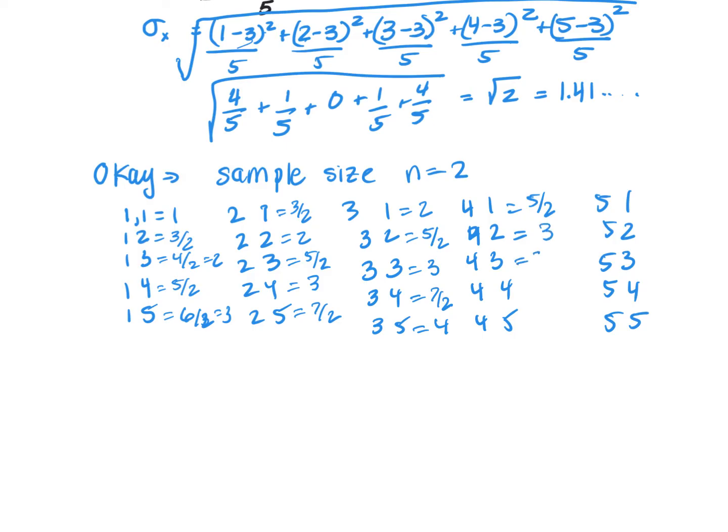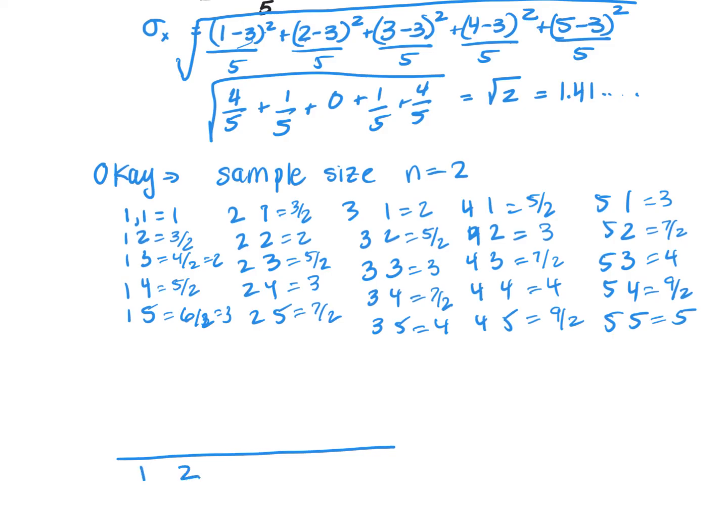3. 7 halves. 4. 9 halves. This is 3.7 halves. 4. 9 halves. 5. I'm going to plot these on a number line, just like we talked about.